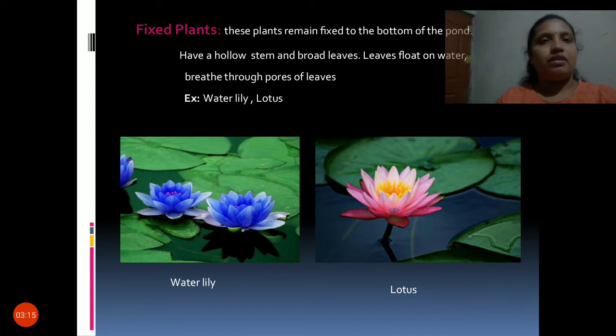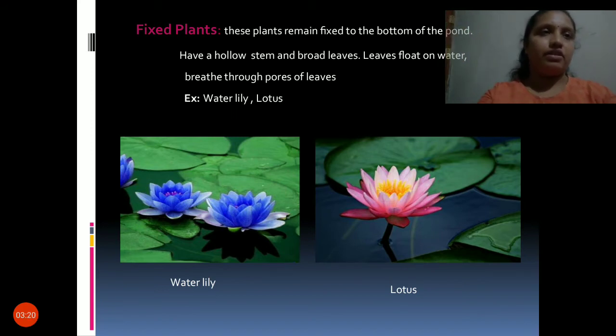Examples I have given: water lily, lotus. There are two examples I have given. You can clearly observe the leaf structure in this picture. Very big leaves floating on water.